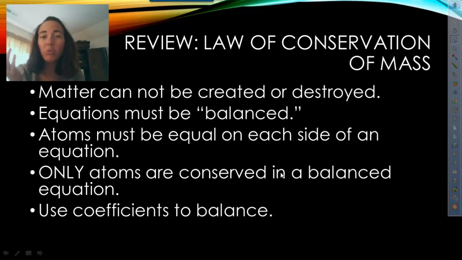Now, why are we balancing? Well, matter can't be created or destroyed, and we know that equations have to be balanced to account for that. And what that means in terms of working through an equation is that, let's say you start with 4 oxygen atoms on the left side of your equation, you have to have 4 oxygen atoms on the right side as well. The atoms must be equal on each side of the equation. And that's how we're going to balance, by counting atoms, not molecules or charges or anything else like that. We're going to use the coefficients to balance our equations.